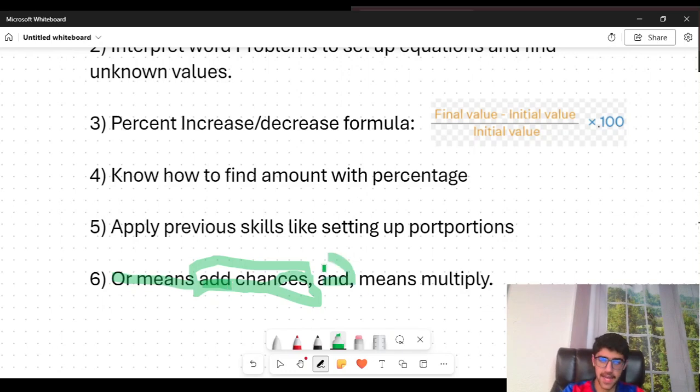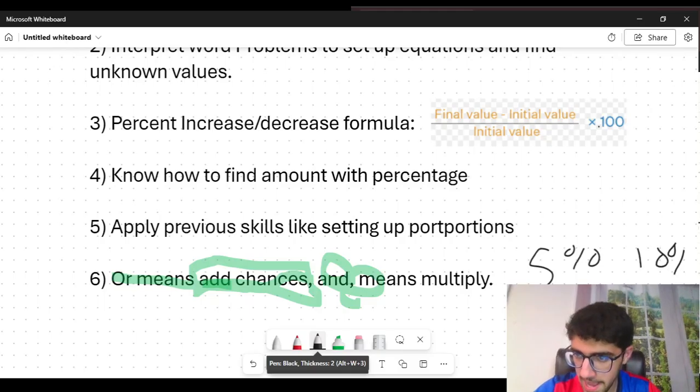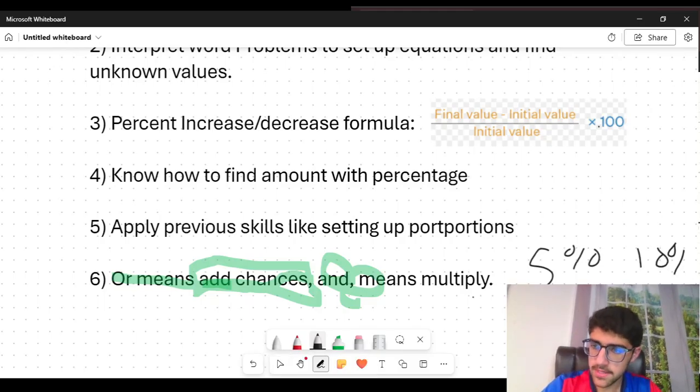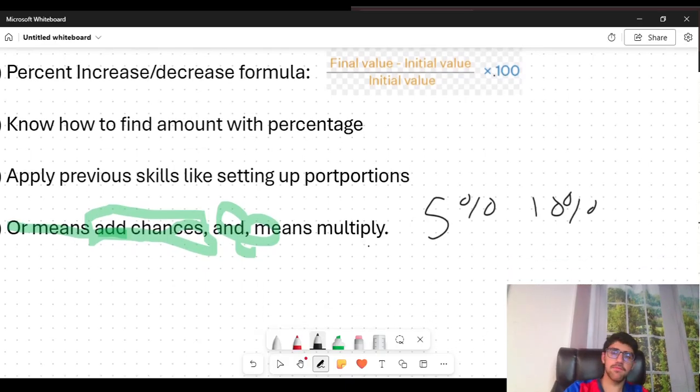And then if it says "and," that means multiply. So let's say, same example, you have 5% and 10%, and it tells you "and." What you would do is multiply them. But remember, this is in percent form, so it's not going to be 50%. You're going to have to do 5 over 100 times 10 over 100, and that's how you find the chances of getting both of them. So "and," not "or."